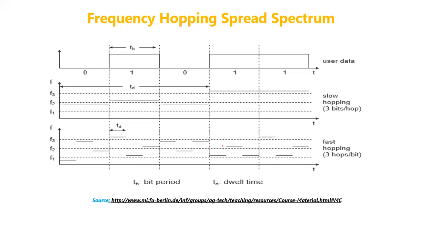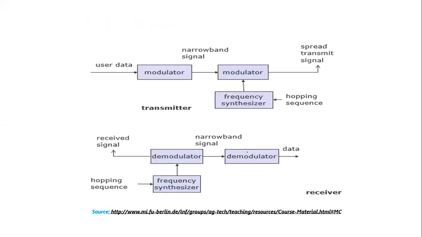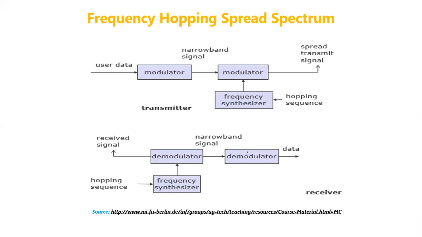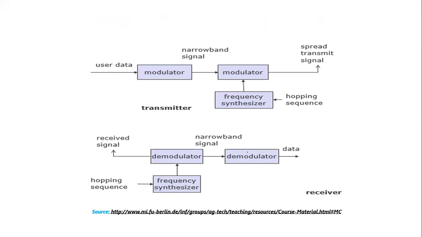Again for transmitting 1, it is moving from f1 to f2 and then again f1. Okay, so this is how the concept of frequency hopping spread spectrum works. So let us try to understand how the modulation and demodulation part of frequency hopping spread spectrum works.